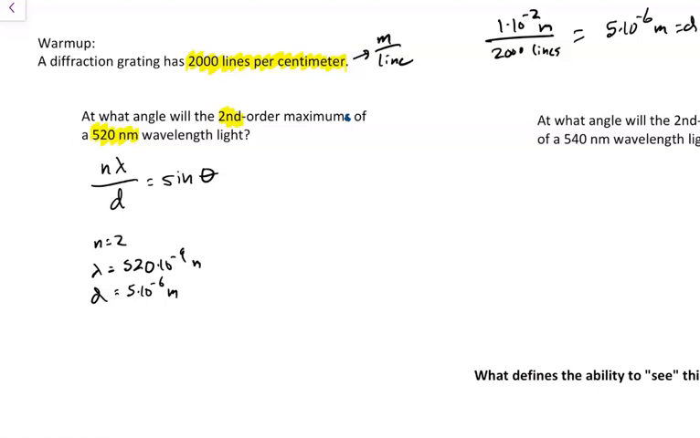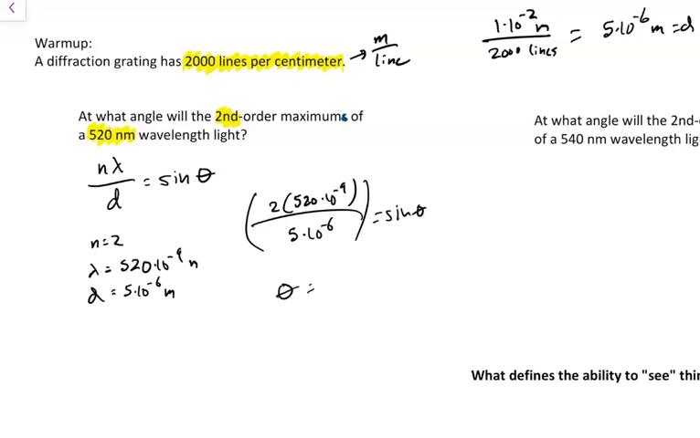And let's solve this. So I have 2 times 520 times 10 to the negative 9th divided by 5 times 10 to the negative 6th equals sine of theta. So I'm going to have to inverse sine this whole value right here, and I would end up with a theta of 12.0 degrees. Make sure that you're in degree mode if we want to find degrees. You can also find the angle in radians, but degrees is more friendly.